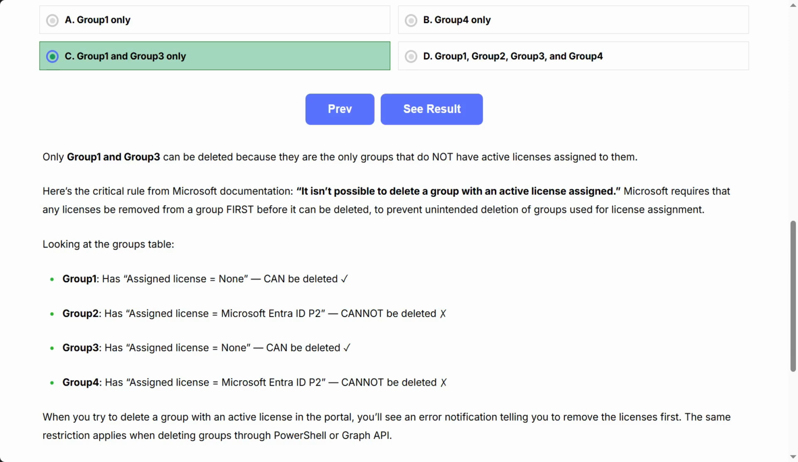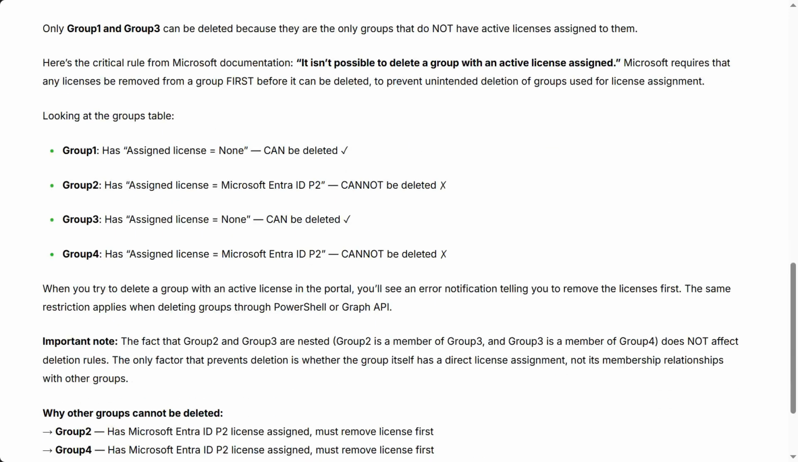Looking at the groups table, Group 1 has assigned license equals none, can be deleted. Group 2 has assigned license equals Microsoft Entra ID P2, cannot be deleted. Group 3 has assigned license equals none, can be deleted. Group 4 has assigned license equals Microsoft Entra ID P2, cannot be deleted.